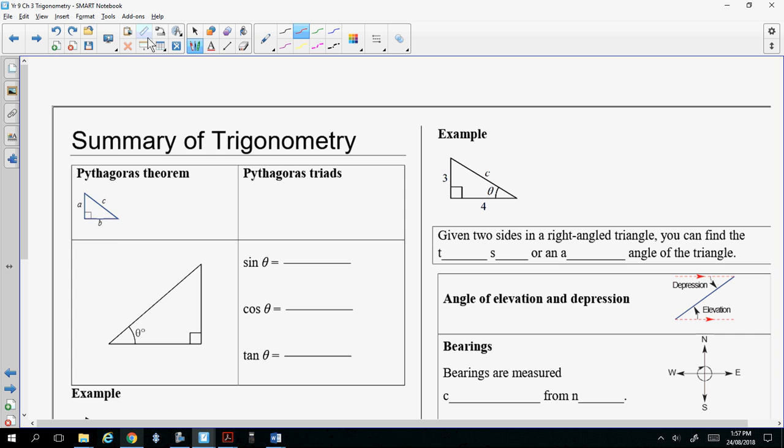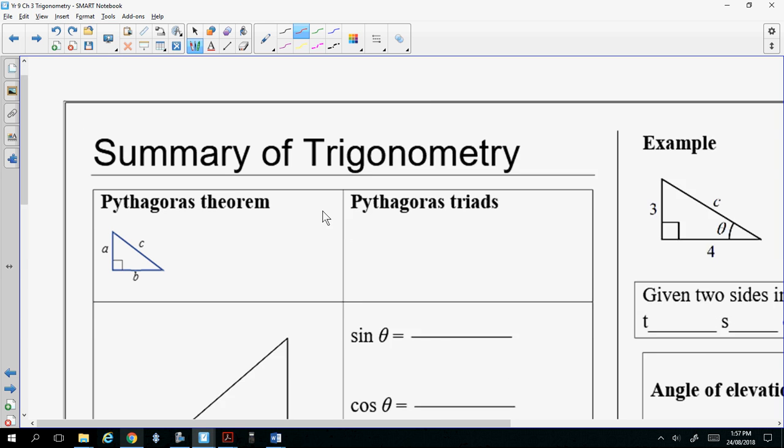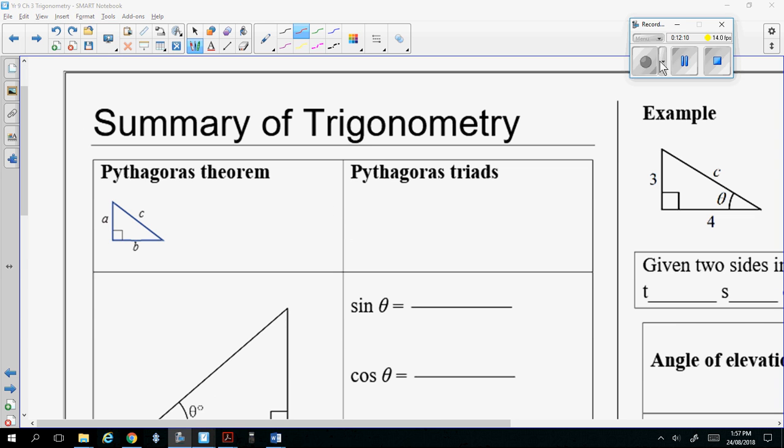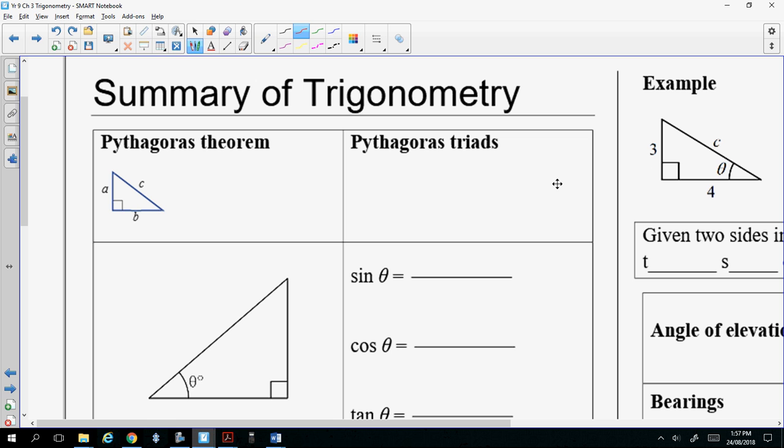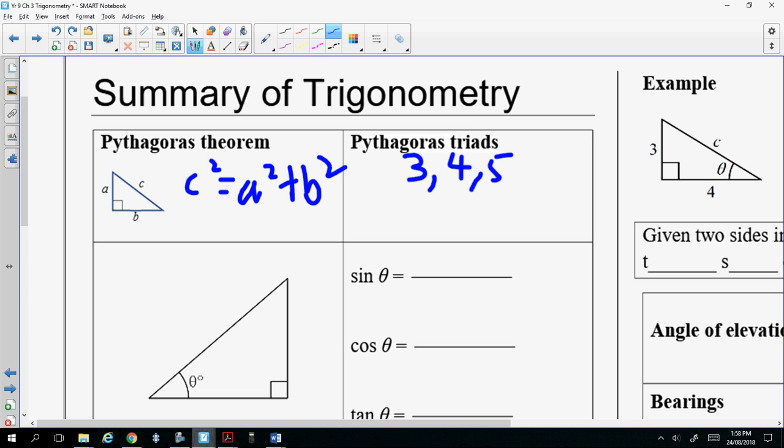All right, let's do the revision. So this is Pythagoras theorem. C squared equal to A squared plus B squared. So these are the rules that work for a right angle triangle. Pythagorean triads, like numbers like 3, 4, 5, 5, 12, 13, etc. These are the sides of a right angle triangle.